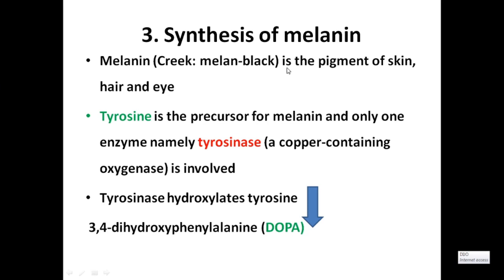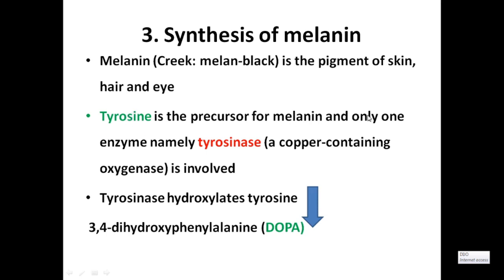And the third step is the synthesis of melanin. First let us see what melanin is. We should know the meaning of melanin. Melanin is the pigment of the skin, hair and eye. So tyrosine is the precursor of melanin, and melanin is formed from tyrosine only.